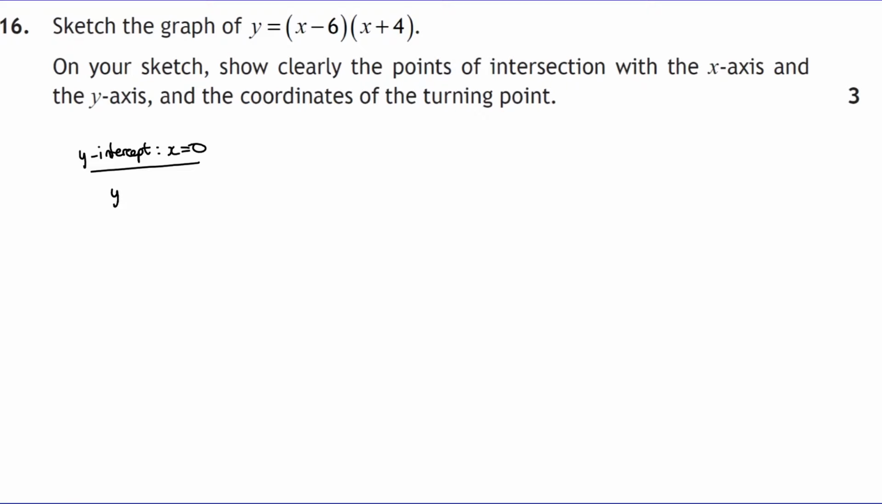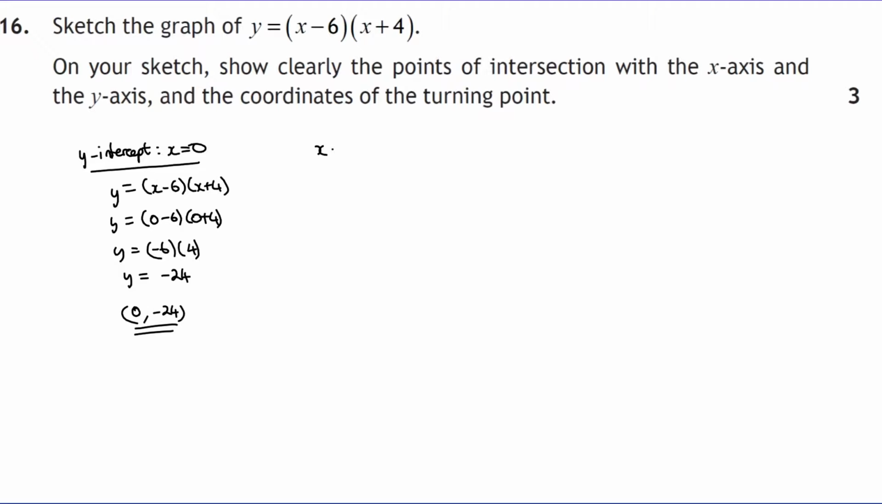So we take the original function, which is x minus 6 and x plus 4, and we replace the x with 0. So we get 0 minus 6 and 0 plus 4, which gives us negative 6 in the first bracket times 4 in the second bracket. Negative 6 times 4 is negative 24. So that gives us a coordinate 0 for the x coordinate and negative 24 for the y coordinate. So there's our y-intercept.